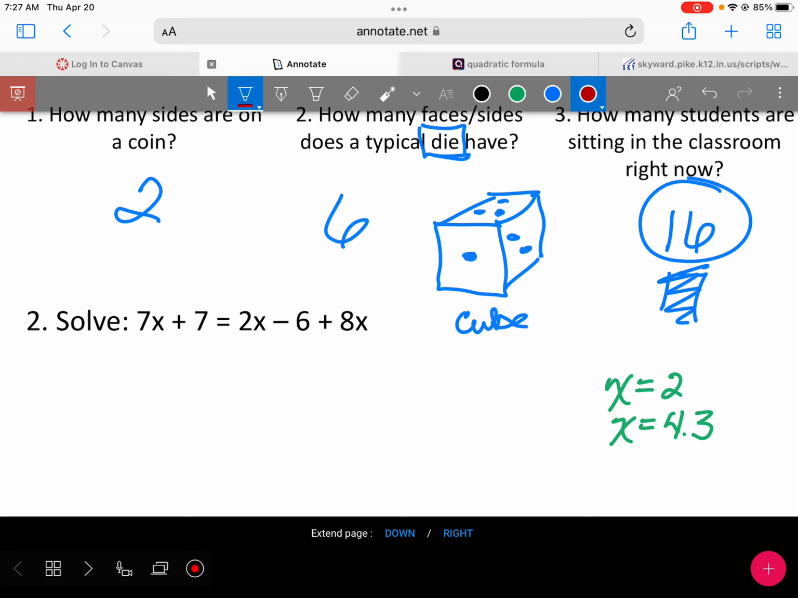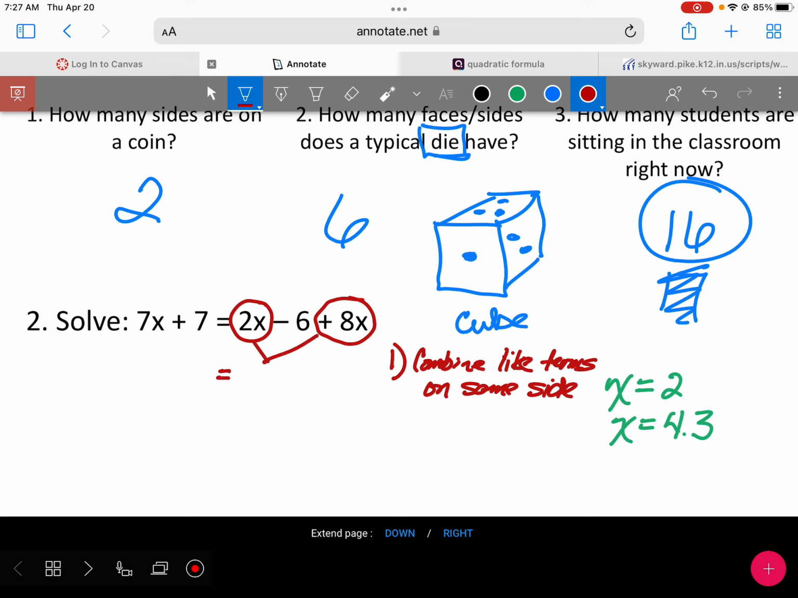Well, first of all, we need to combine like terms on the same side of the equal sign. Combine like terms on the same side. Okay. Where do I have like terms on the same side? Well, that would be 2x and a positive 8x, right? So let's combine those together. That gives me 10x minus 6. The other side, I have 7x plus 7. Do I have any other numbers to combine?